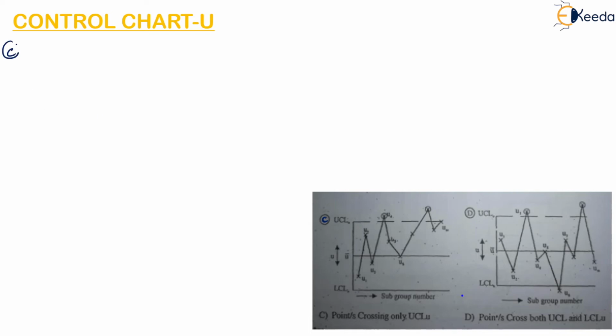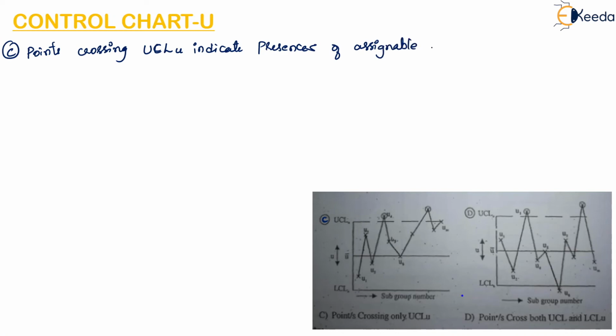So from figure C, points crossing the upper control limit indicate presence of assignable causes of variation and the process is not under control.